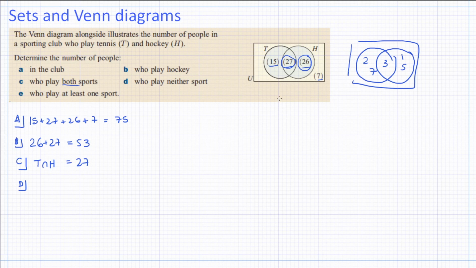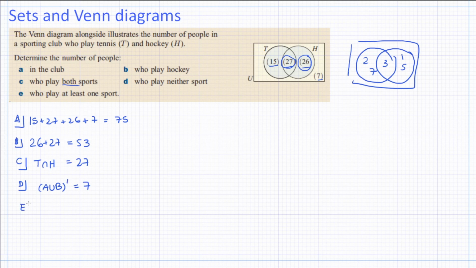Now letter D, how many people play neither? So they don't play any sport. So it's basically what's outside of any of those sets. So it's 7, right? In this case, T union H would be people who play anything. So it's not that. It's the complement of that, which is 7.